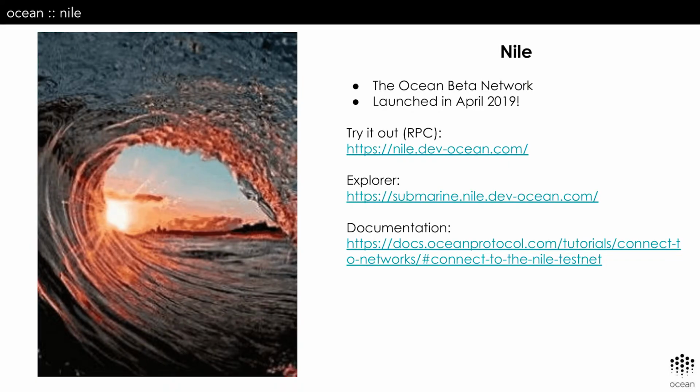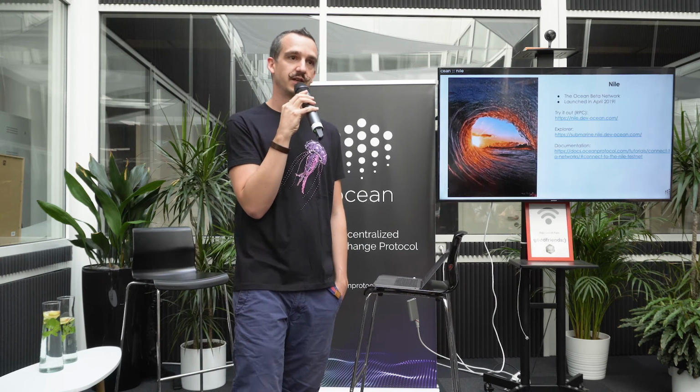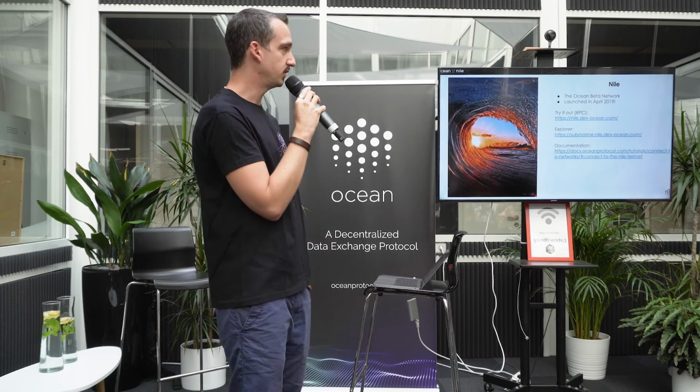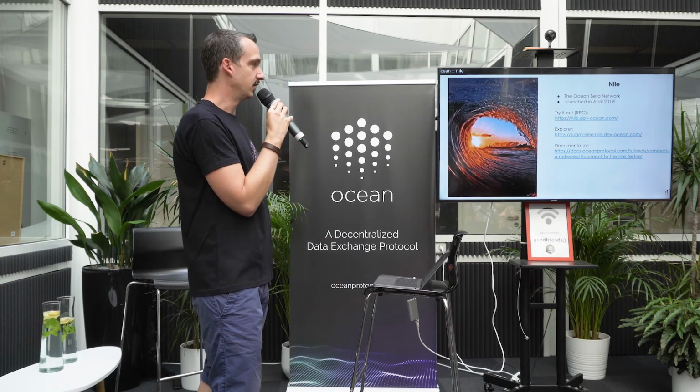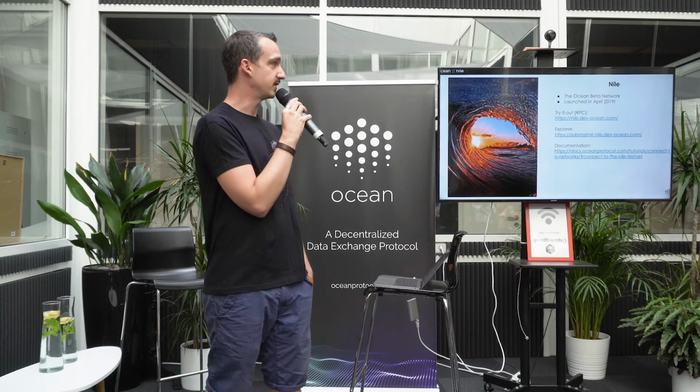We have, since April, our test network running, which is called Nile. And whoever wants to build something against Ocean Protocol can do this against Nile. So you can use it. It's public. You can get tokens on that network, and you can get Ether on that network, and you can just start building stuff against this network.